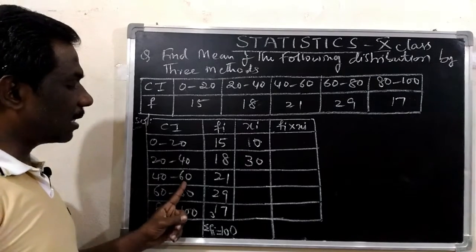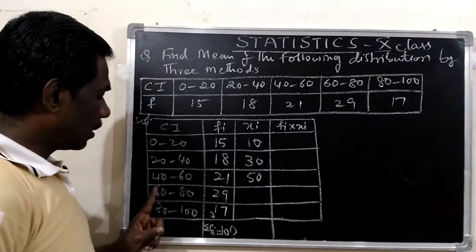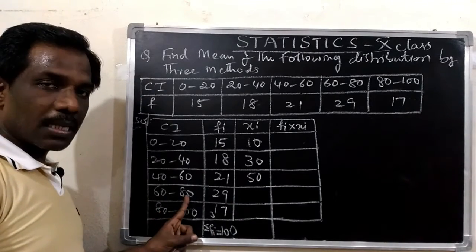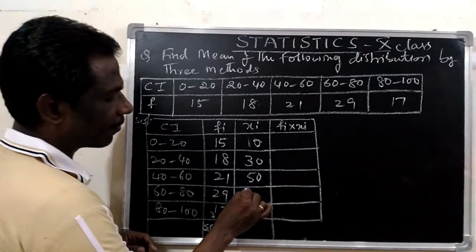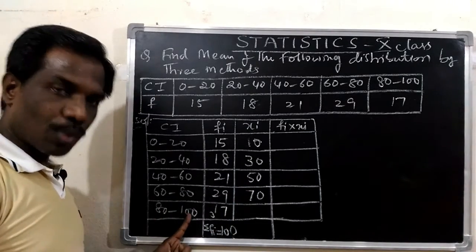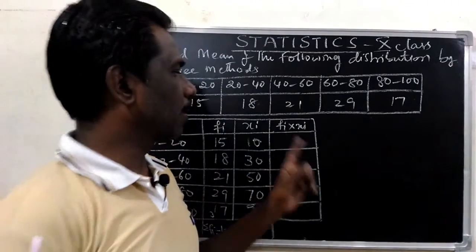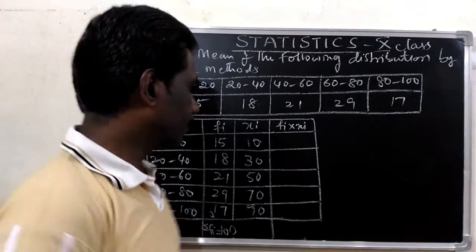And 40 to 60 gives 100. Half of 100 is 50. 60 to 80 gives 140. Half of 140 is 70. 80 to 100 gives 180. Half of 180 is 90.